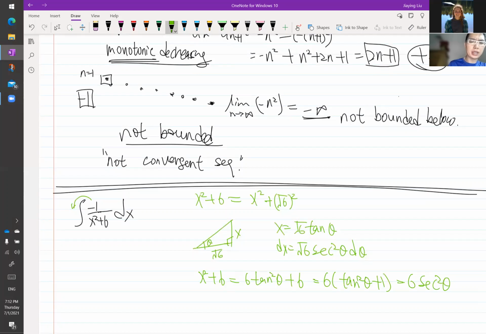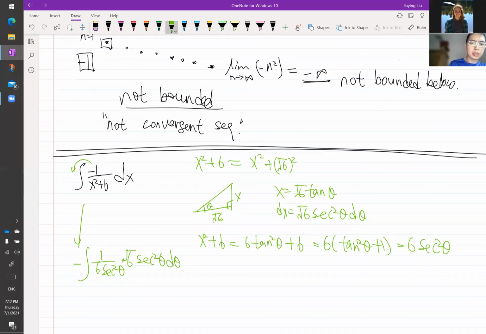If you put that back in there to integrate, with the negative outside, you just get 1 over 6 secant squared theta, and then dx is square root of 6 secant squared theta d theta. So bring the square root of 6 and the 6 outside, so negative square root of 6 over 6, integrating, and then just 1 d theta. I say you can finish it from there.